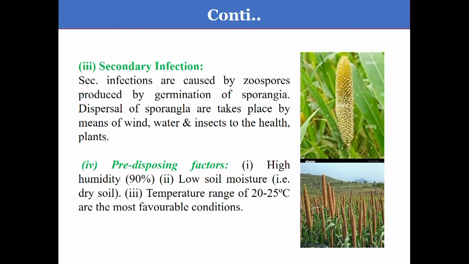Dear learners, the winds are also responsible for the dispersal of the pathogens. When the wind blows, the pathogens also move a long distance. Water is also responsible, through irrigation water and rain splashes. Insects also get infected, meaning the insects sit on the infected part of the plants and move from one infected plant to another healthy one.